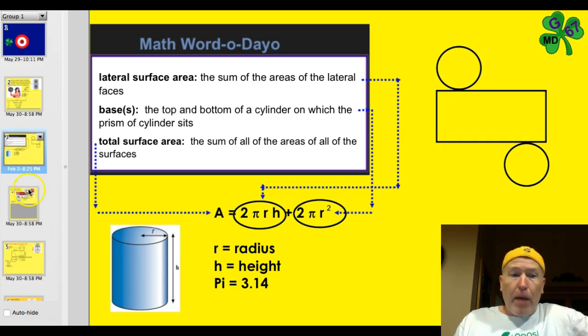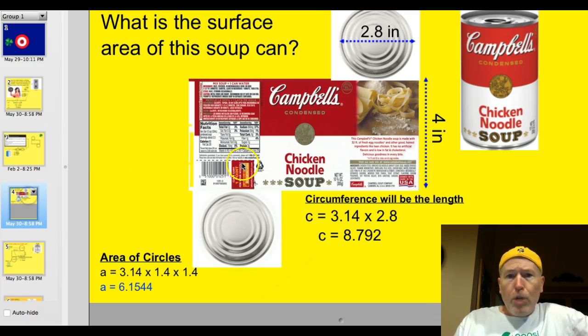I'm going to show you how to use my method a couple of times. All right, so what is the surface area of this soup can according to the Dan Dudley version? Well, I'm going to find the area of this circle, the area of this circle, and this label. Okay, so I got 2.8, that's my diameter. Well, I'm going to use pi r squared and find the area of that circle.